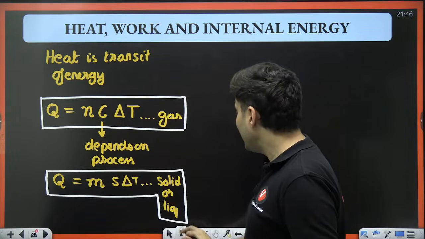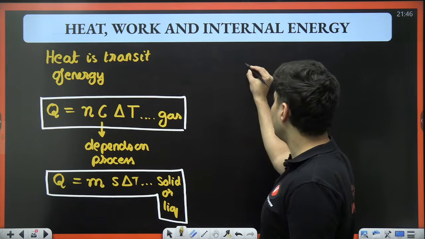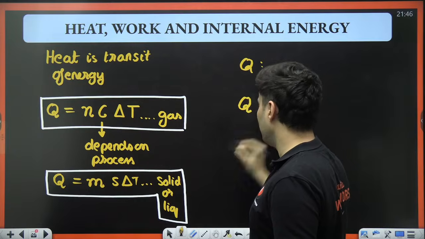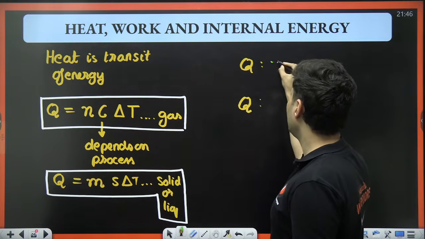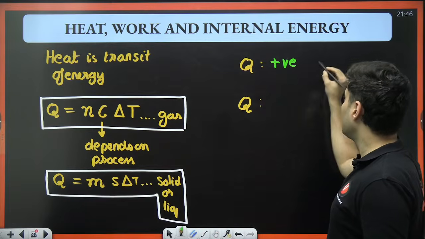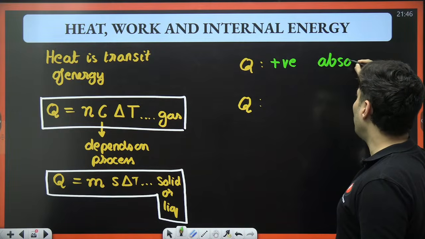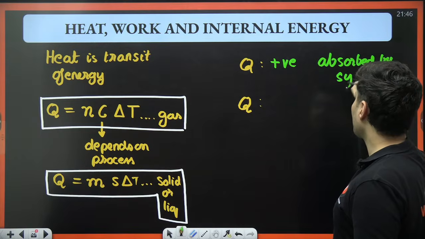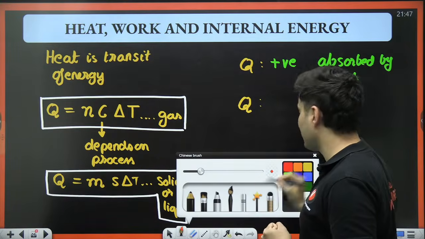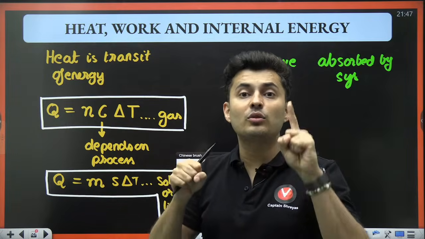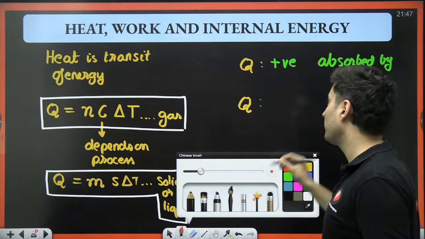Now, this heat can be positive or negative depending on whether the heat is entering or exiting. If heat is positive, that means it is absorbed by the system. That means I'm heating water. Water is absorbing the heat, so Q will be positive for water.